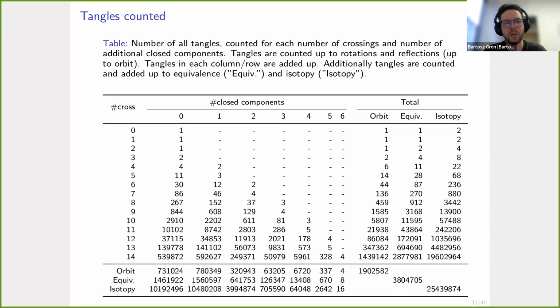So this way we increased the classification of tangles from 7 crossings, which was classified by Moriuchi, to 14 crossings. So from around 136 tangles to 1.9 million tangles.